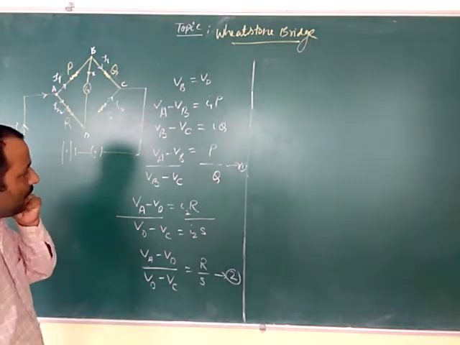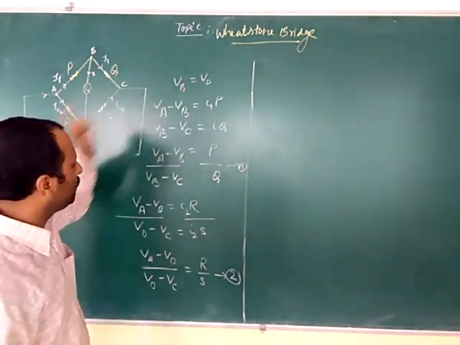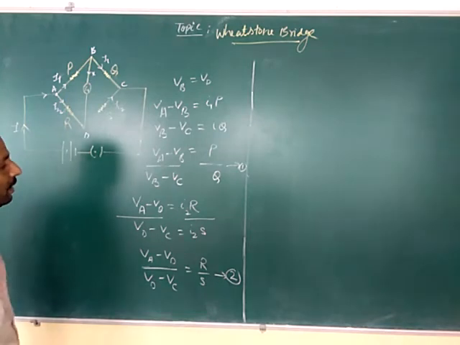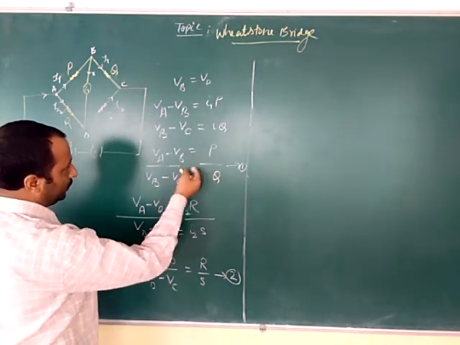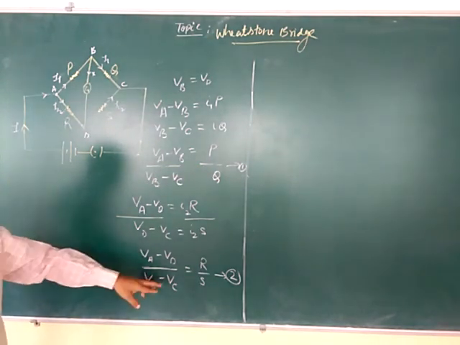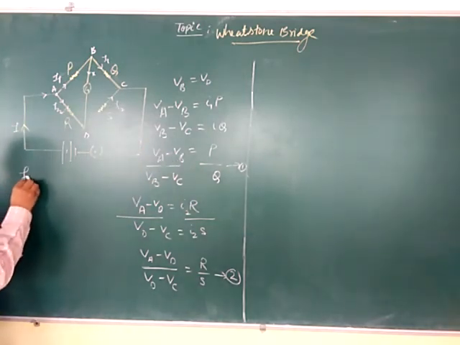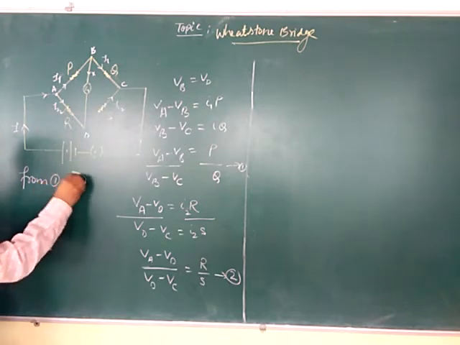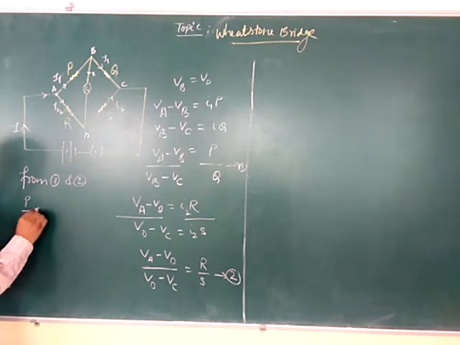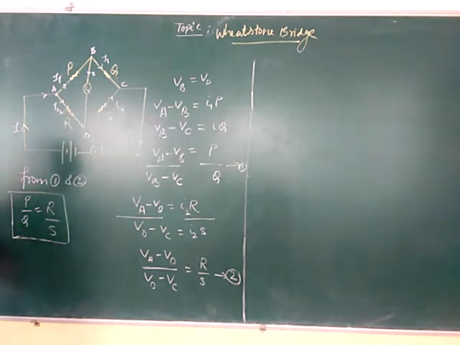Now what will happen? See, as B and D are at the same potential, VB is equal to VD, meaning potential at B is equal to potential at D. So after seeing equations 1 and 2, you will equate 1 and 2 and you will observe that VB and VD give the same value. So from first and second, P upon Q is equal to R upon S. This is the condition for the Wheatstone bridge.